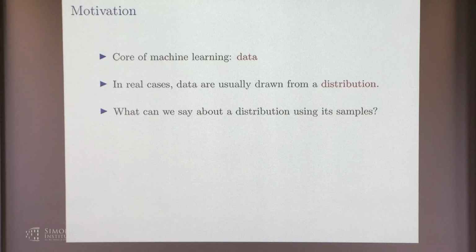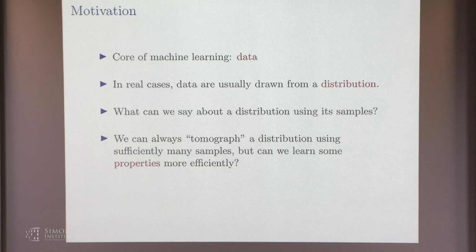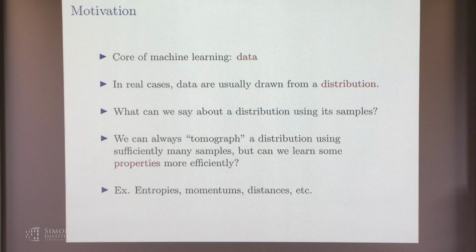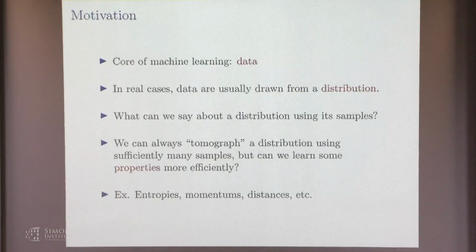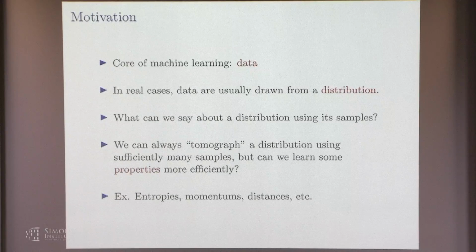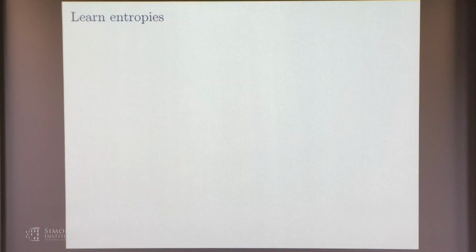But for many interesting cases, you don't need to pay that much cost. You can always brute-force tomograph a distribution, but can we learn specific properties more efficiently? By properties I mean, for instance, the entropy of the distribution, the moments of the distribution, or distances between distributions. Due to the time limitation, I won't talk too much about specific examples. Let's focus on one specific case, the learnability of entropies.